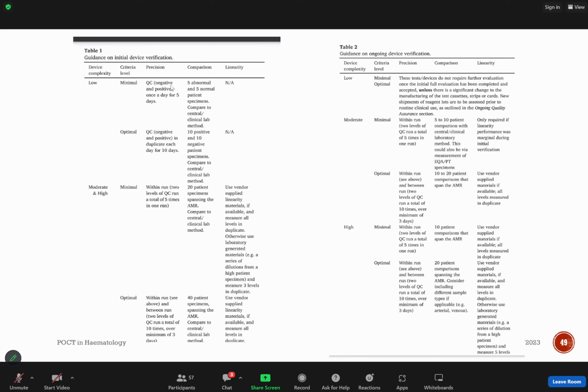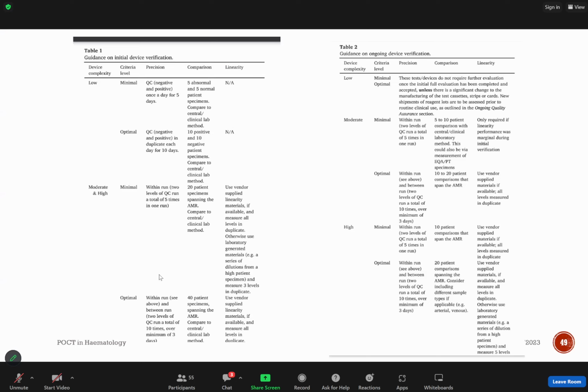As for the comparison study, 5 abnormal and 5 normal patient specimens compared to the central lab. So this is also what we call a correlation study. Optimal one, 10 normal and 10 abnormal patient specimens. As for moderate and high complexity, minimum within run, 2 levels of QC run a total of 5 times in one run, or optimum for the precision study.